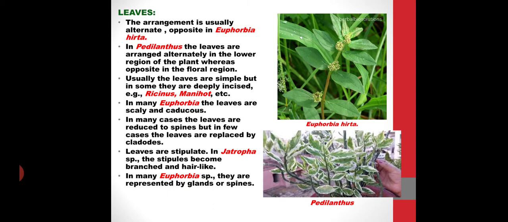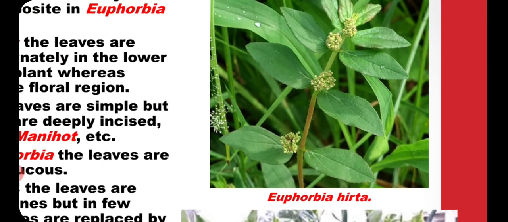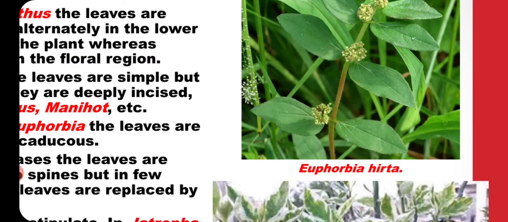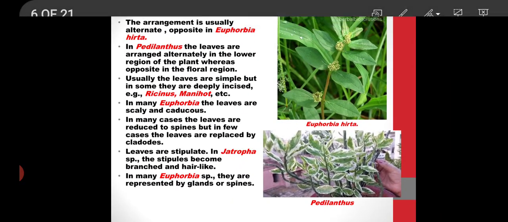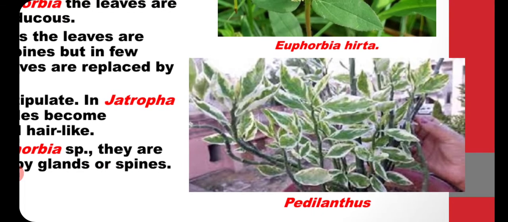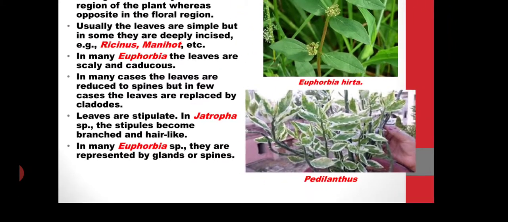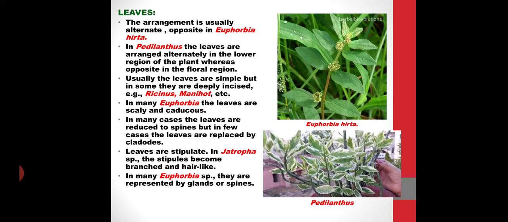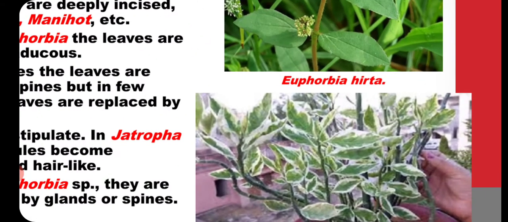Then coming to the leaf arrangement. Leaf arrangement is usually alternate or opposite. Also we can see this Euphorbia hirta. The leaves are opposite. It is not opposite decussate like that of Rubiaceae. Here only opposite leaves. Then this one is the Pedilanthus. In the previous slide I told about this Pedilanthus, and here also it is a very common garden plant grown for the beautiful flowers, and this plant has plenty of latex vessels. And in Pedilanthus, the leaves are arranged alternately. See, this is alternate leaves.